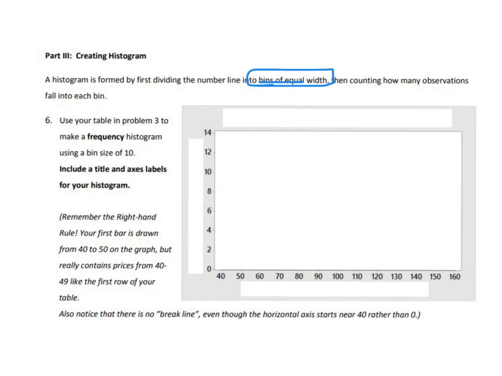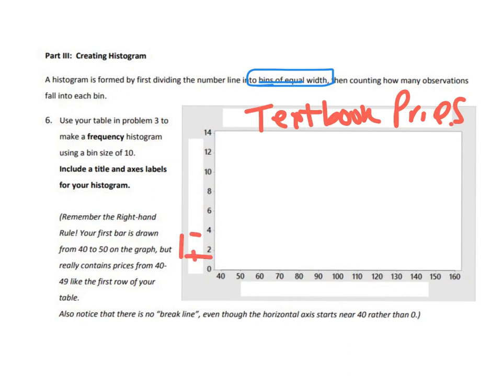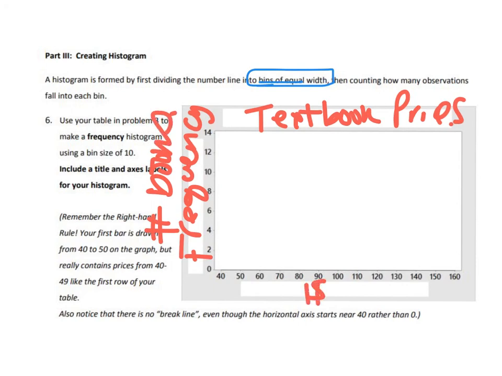So first off, I'm going to make a title, and the title for that, let me change my pen width. So this is my textbook prices. And this over here is my frequency, or your number of books, whichever way you want to do it. Number of books. And then this is my price. This is how much they were.